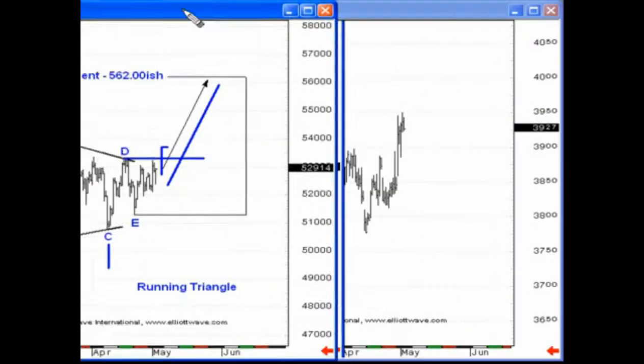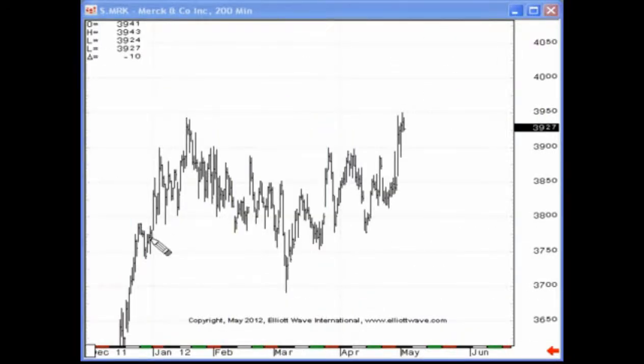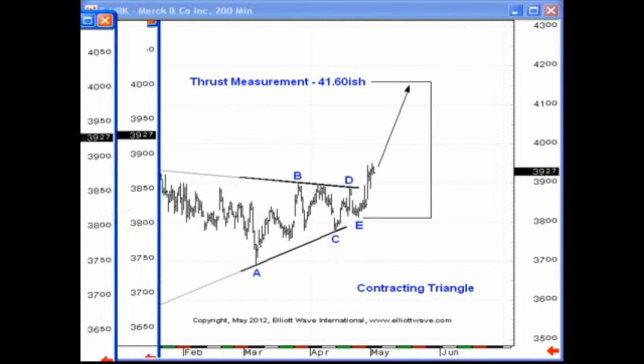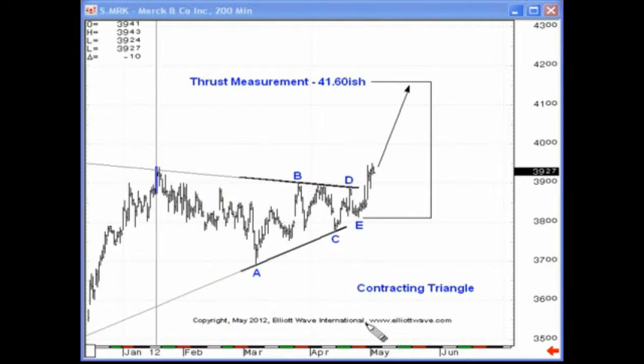Now let's look at another pattern. Again, what is the most overwhelming characteristic of a triangle pattern? Well, it's the converging trend lines. That's what caught my eye about this price chart of Merck, and this is a 200-minute price chart. What's exciting about this chart, which is different than the transports, is that in this instance I believe wave E is already done, and the evidence of that comes by way of prices moving above the extremes of waves B and D.